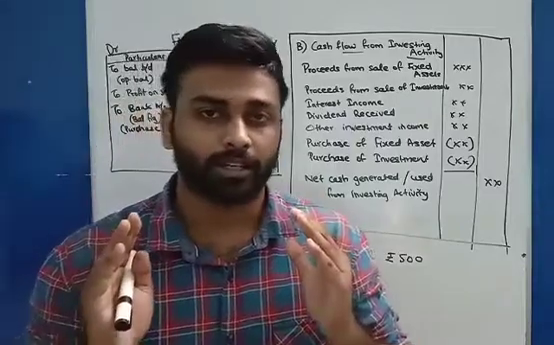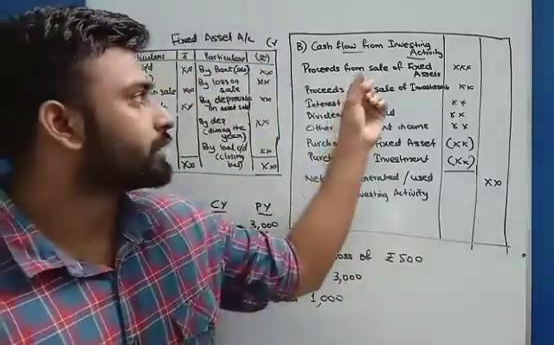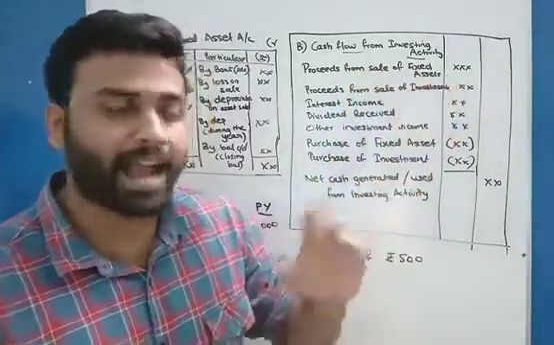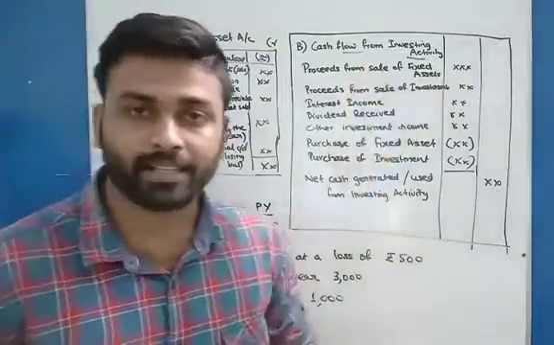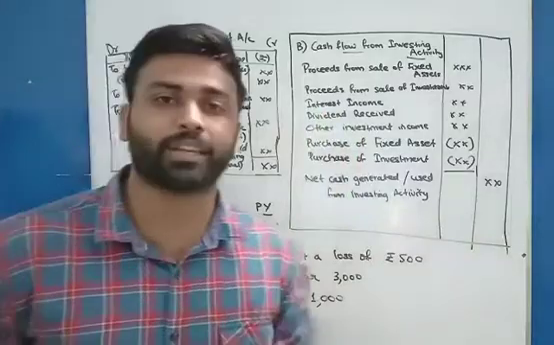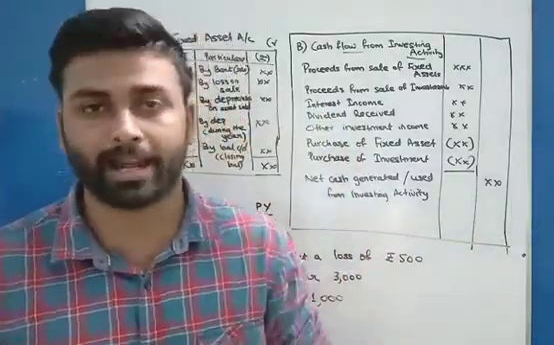So the cash flow from investing activity includes proceeds from sale of fixed asset. It is an inflow, so it should be added. Interest income, dividend received and other investment income are also inflows of the company, so they should also be added.